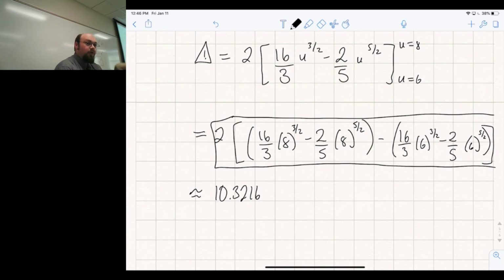If you're going to give me answers, I want what's in the box. If you give me the decimal, I'll either count it wrong or only give you half credit. Now, test questions would not be that horrendous. They would simplify, and they're made to simplify nicely. So I just wanted to give you an example that snowballed quickly. And there you go.